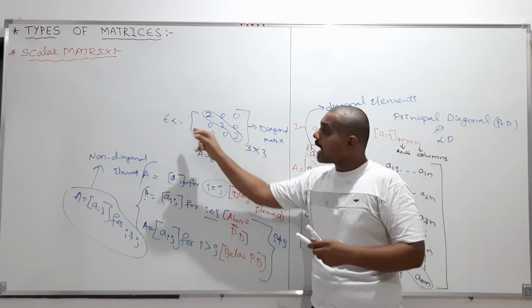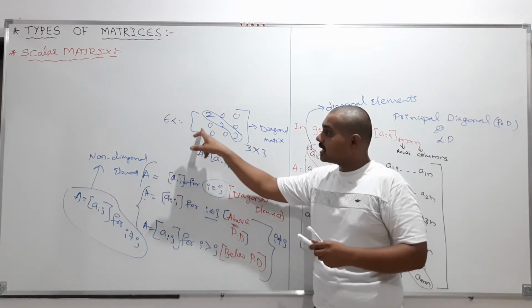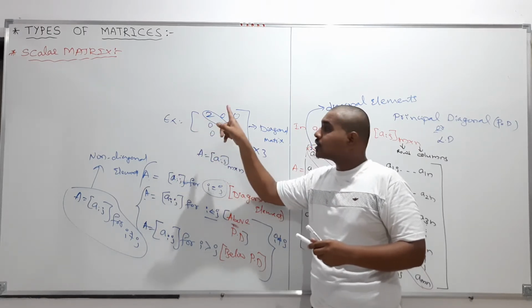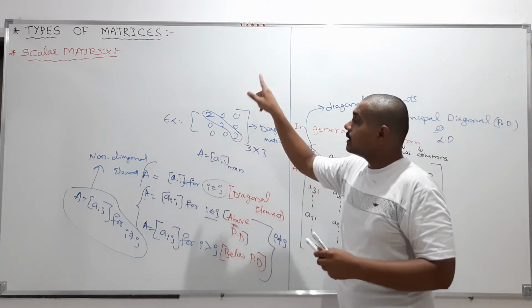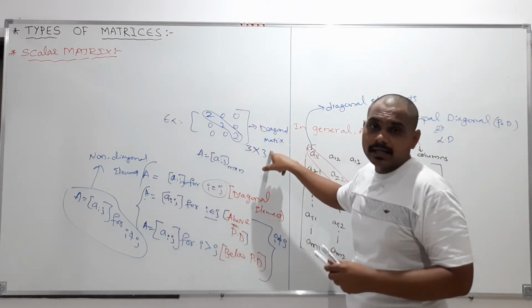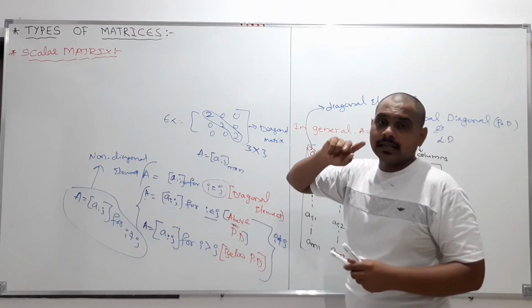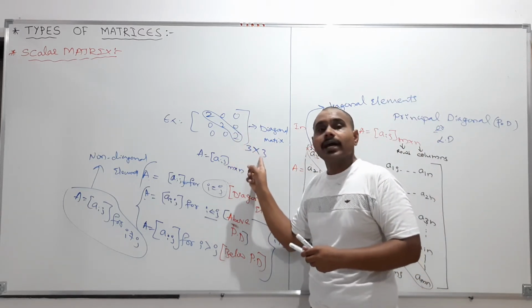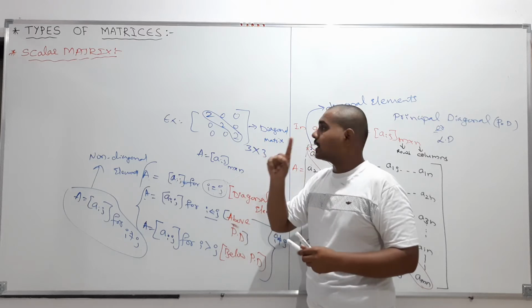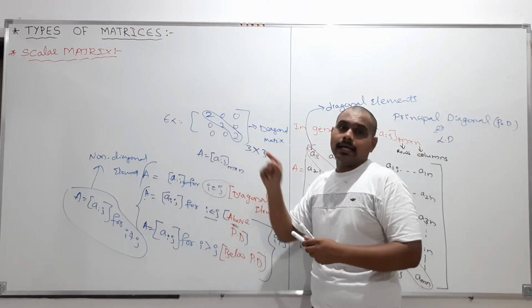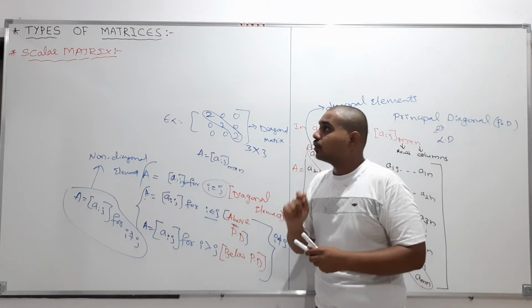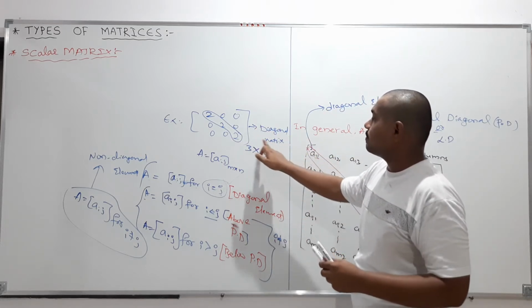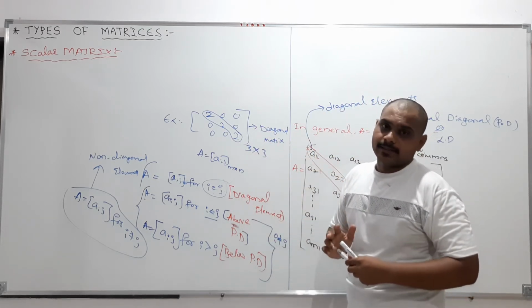So here I took one example. This is the given matrix. In this particular example, the matrix is a diagonal matrix because it satisfies the two conditions. The first condition is that this is a square matrix, and the other condition is that the non-diagonal elements are zero. So therefore, my dear students, this is the example for the diagonal matrix.